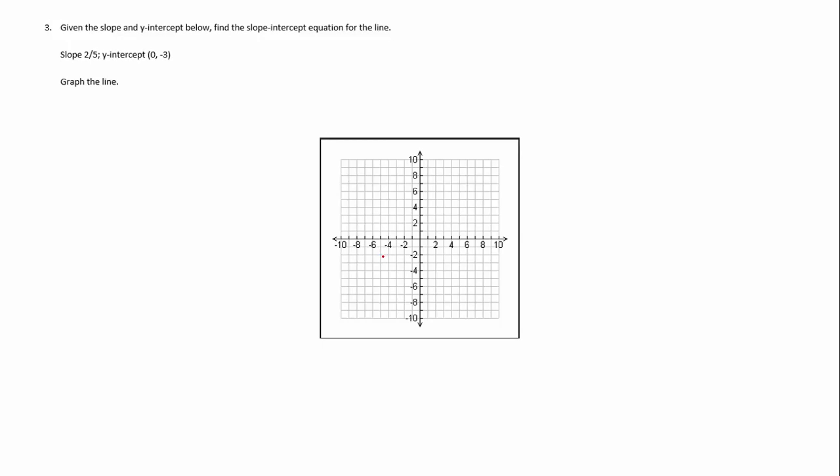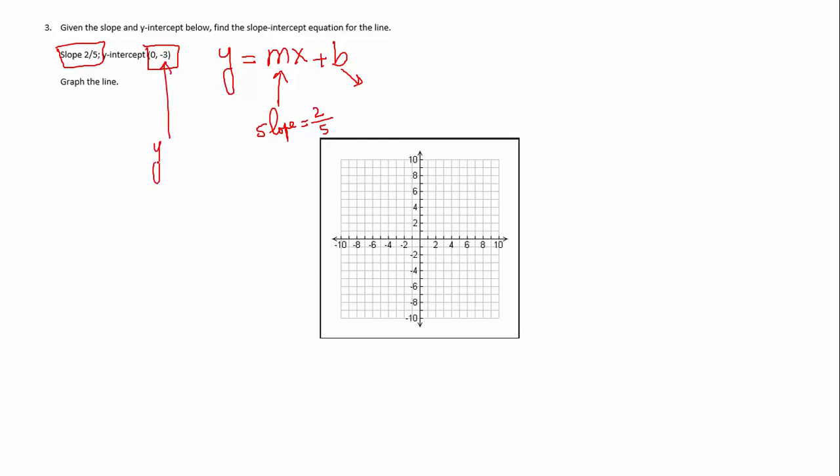Let's go to the next question. Given the slope and y-intercept below, find the slope-intercept equation for the line, then graph the line. So this is the y-intercept, and this is the slope. If you refer to the equation y equals mx plus b, this m is the slope, which we already have. It's equal to 2 over 5. This b is called the y-coordinate of the y-intercept. And it's -3, so b is -3.